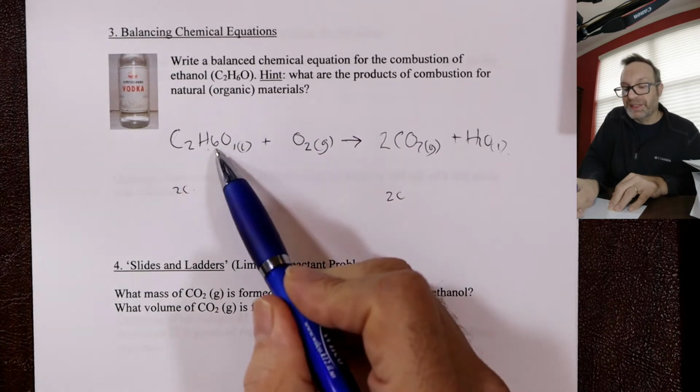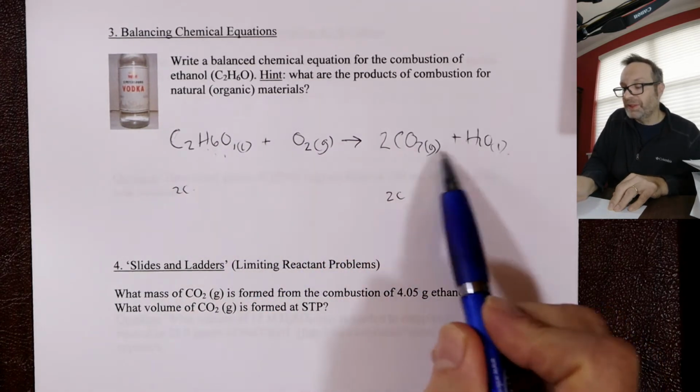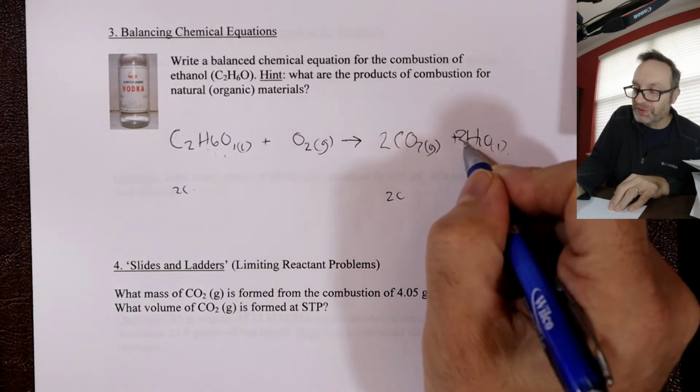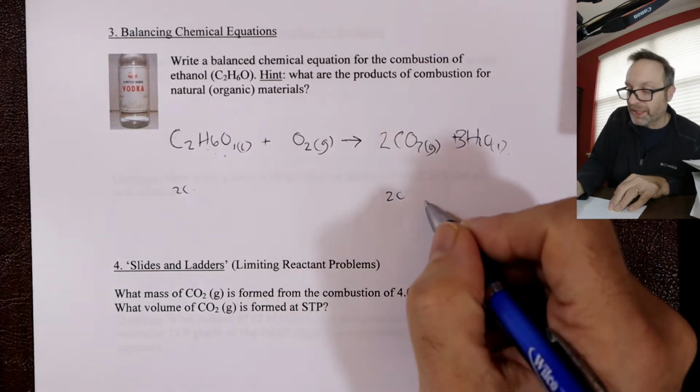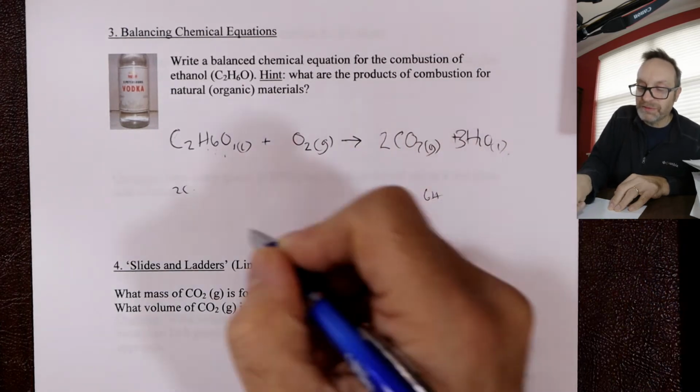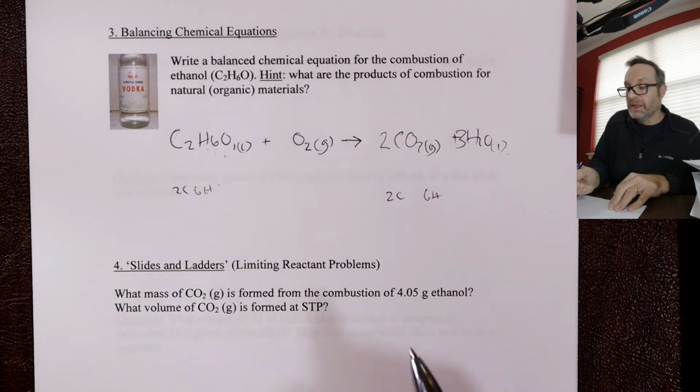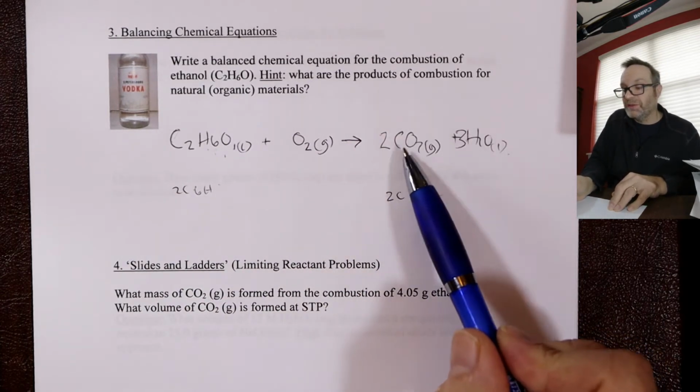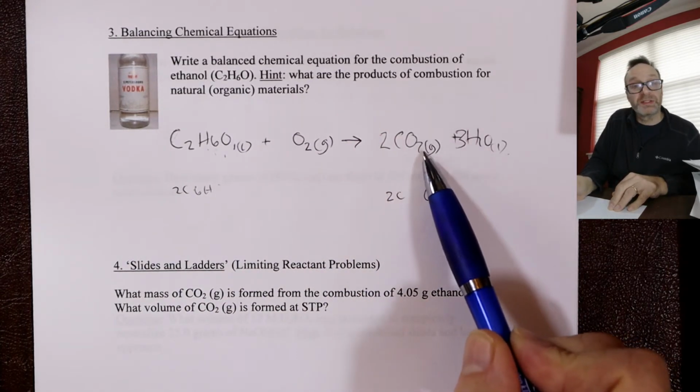Okay, I need 6 hydrogens. I've got H2O, that's the only place hydrogen appears. 3 2s are 6. So now I have 6 hydrogen, 6 hydrogen. All right. Now, think about it. I've locked in 2 of these molecules, 3 of these. So I've locked in a certain amount of oxygen.